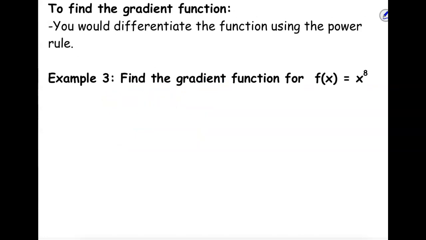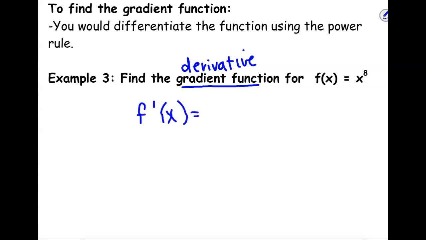All right, to find the gradient function, you differentiate the function using the power rule. Just a different way to say it: to find the gradient function, you're looking for the derivative function. We're going to use our power rule. So f dash x equals, we bring that 8 down in front, x, and now we subtract 1 from that exponent. So 8x to the 7th. So the gradient function is 8x to the 7th.